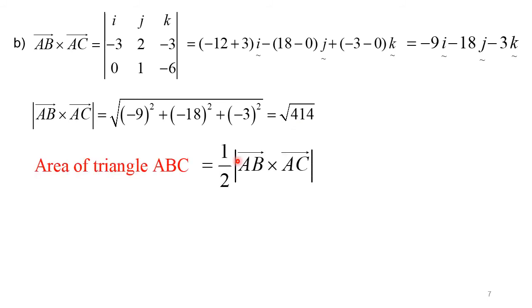And then to find the area of the triangle, for a triangle you have to divide the magnitude by 2. So 1 over 2 times the magnitude of the cross product, that is 1 over 2 times √414. So just straight away give the answer in decimal, that would be 10.17. So that's the area of the triangle.